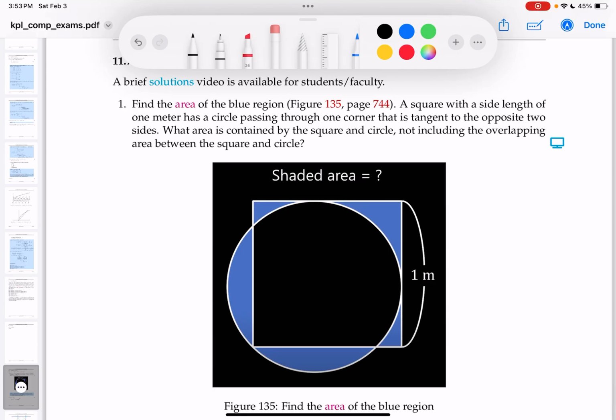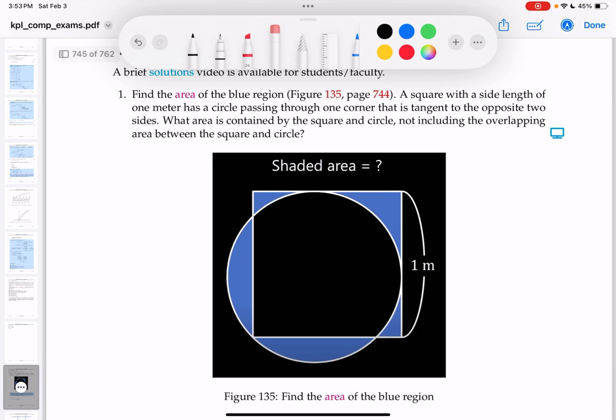Okay, so this says find the area of the blue region, and I do see the blue region in the picture. It's figure 135 on page 744. Now those numbers could change, by the way. So right now, this is what my number's at. It says a square with side of length 1 meter. I do see that in the picture, by the way.